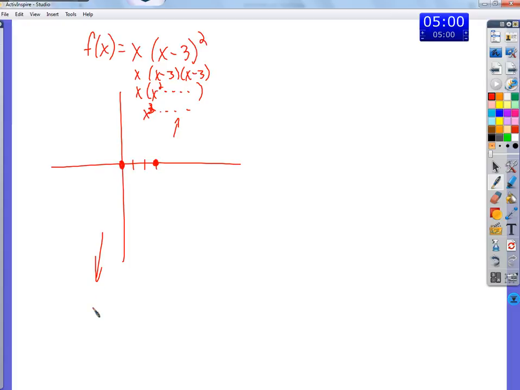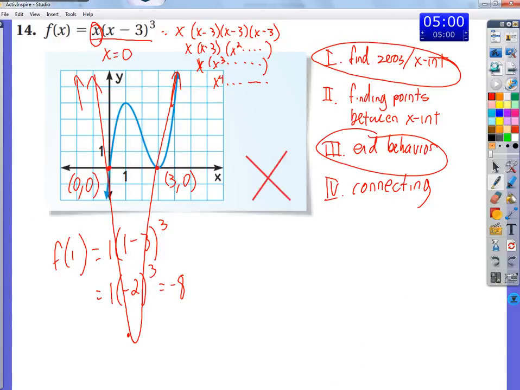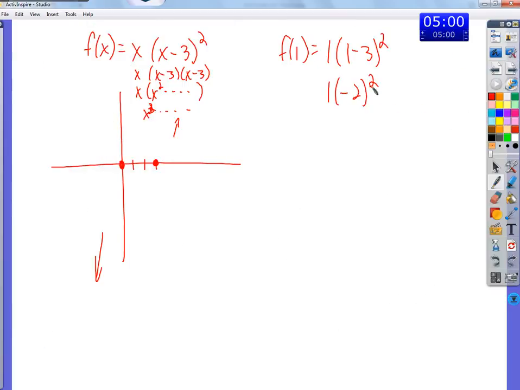I'll figure it out. Let's plug 1 in there, just like we did in the previous one. Plug 1 in: 1 times 1 minus 3 squared, 1 times negative 2 squared. So notice what we have. In the previous one, since it was taken to the third, we had 1 times negative 2 to the third, and we got negative 8. This next one, taking negative 2 to an even power, we're going to wind up getting 1 times 4, positive 4, so you get 1 comma 4. Let's go like this, come back up.